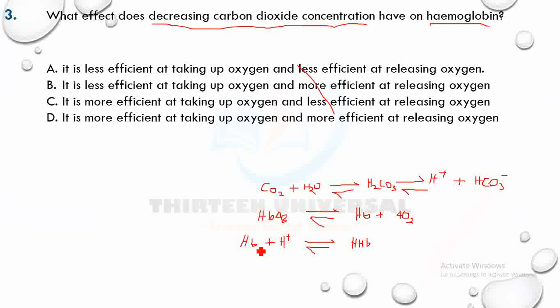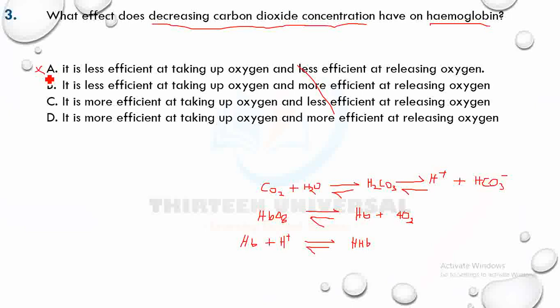That's called Bohr effect. As the concentration or partial pressure of CO2 increases, the percentage saturation of hemoglobin with oxygen decreases. That's Bohr effect. Hemoglobin always releases oxygen in order to combine with hydrogen plus as a result of increasing partial pressure of CO2. Is that okay? So now, if we have less of this, hemoglobin will bind more with oxygen and it will not release oxygen. So A says it is less efficient at taking oxygen. No, it's going to be more efficient at taking oxygen because hemoglobin will bind more with oxygen.